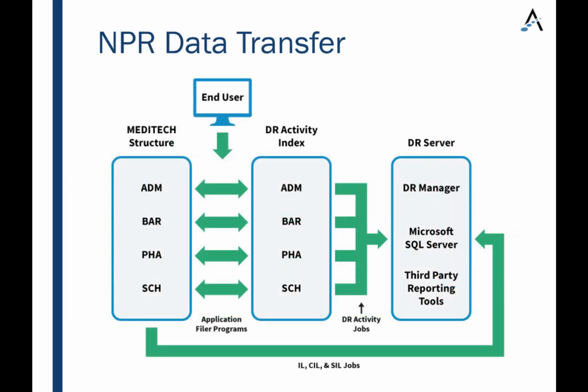The process in NPR is a bit different, mostly in that it doesn't make use of the MIS audit log. Each application has its own filer program that sends data directly to the DR activity index, otherwise known as the transfer queue. From there, the DR activity jobs send the data to the test and live NPR databases on the server.